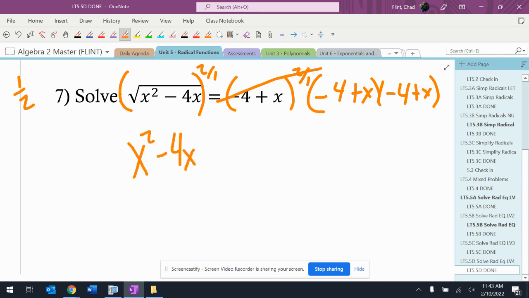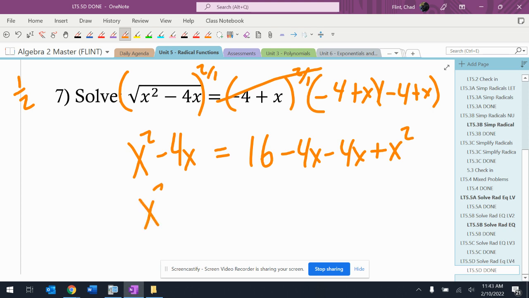X squared minus 4x. That's the first time I've had an x squared under a radical. But we'll see what happens there. Negative 4 plus 4 is 16. Minus 4x minus 4x. X and x is x squared. All right, so I've got that.